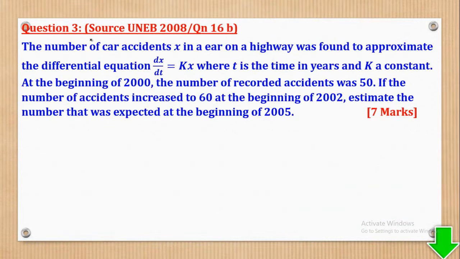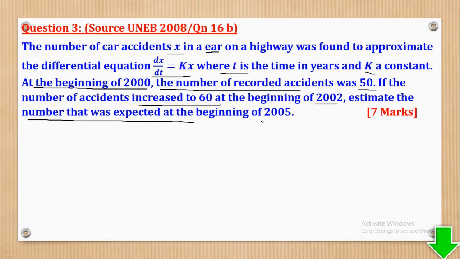So now we shall go to question 3, which came from UNEB 2008 paper 1 question 16b, and it says the number of car accidents X in a year on a highway was found to approximate the differential equation in this, where t is the time in years and k is a constant. At the beginning of 2000, the number of recorded accidents was 50. If the number of accidents increased to 60 at the beginning of 2002, estimate the number that was expected at the beginning of 2005.